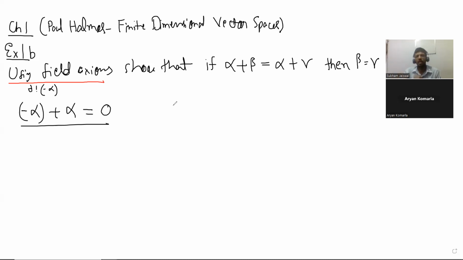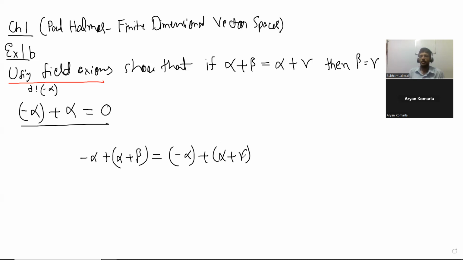Now you're saying that we can add minus alpha to both sides, right? So can you use the field axioms to justify that this is equal? Why is this equal? Yes, sir. First we use that addition is associative, so we can switch around the brackets. But why does this imply this?